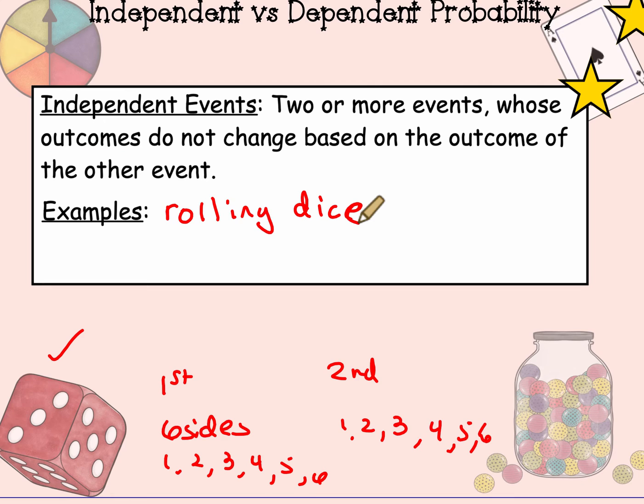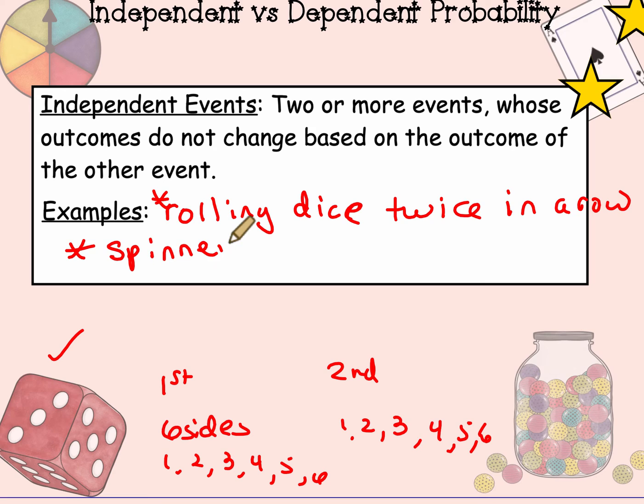Okay, so that's what we call independent events. Anytime I do something that's not going to change the outcome of the second event, then they are considered to be independent. Now, sometimes we might be asked to spin a spinner. Well, a spinner is always going to have independence no matter how many times we spin it, because the outcomes are always going to change because we're not going to be changing the spinner theoretically.